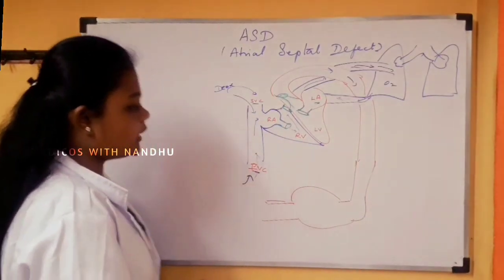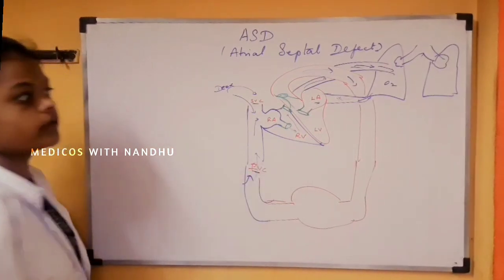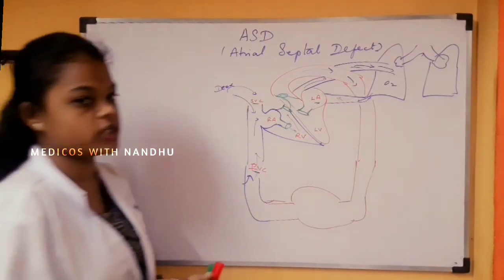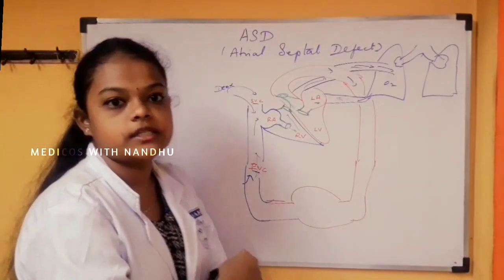And then it continues the same. So this was the systemic circulation. So now, what is ASD? What is atrial septal defect?